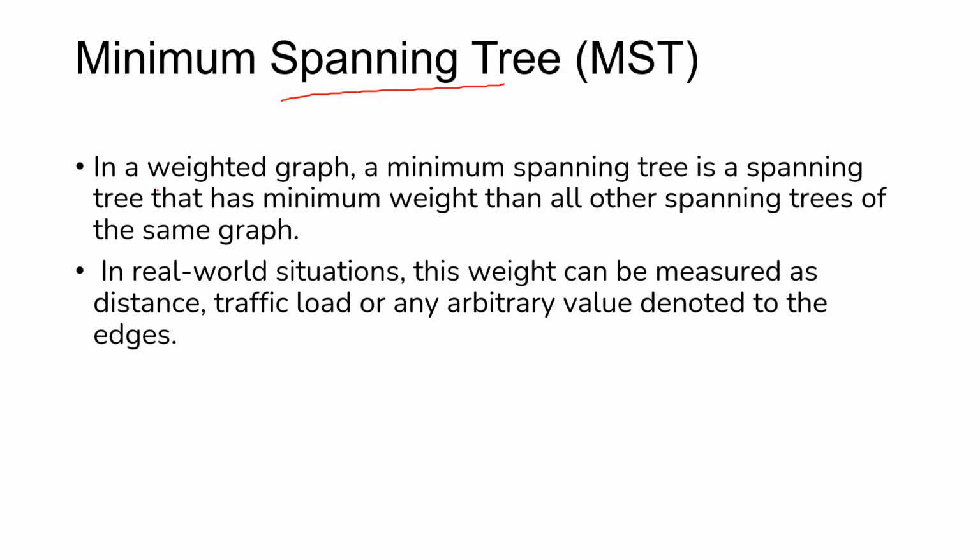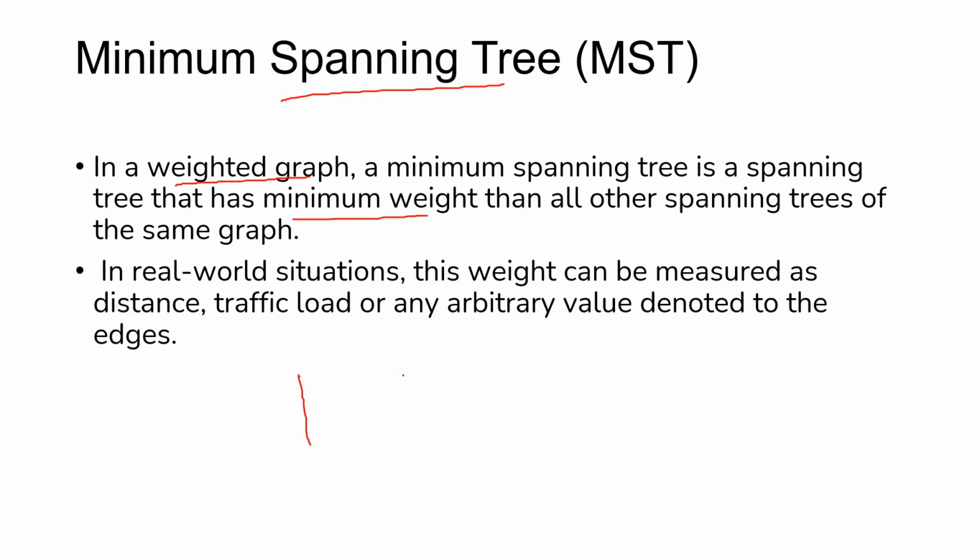So what do we mean by minimum spanning tree? If the given graph is a weighted graph, meaning a weight is assigned to each and every edge, then the minimum spanning tree is the tree which has the minimum weight compared to all the other spanning trees of the same graph. In the real world, the weight can be distance, traffic load, fuel, or price, anything. That weight is assigned to each and every edge.